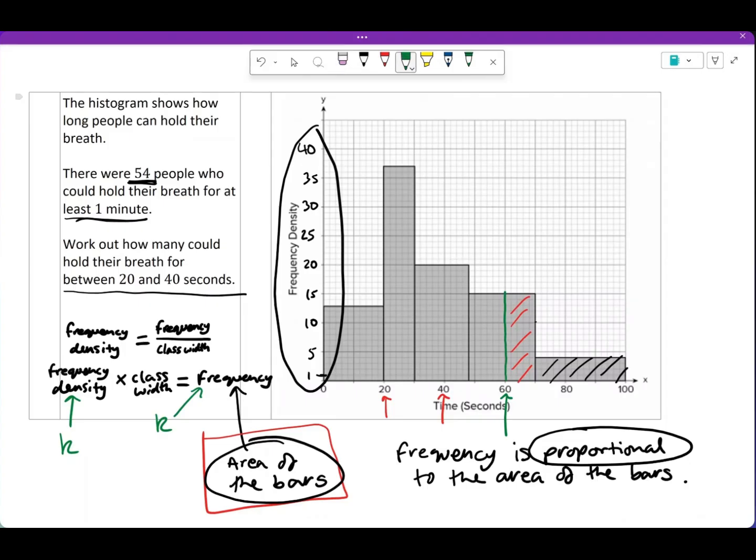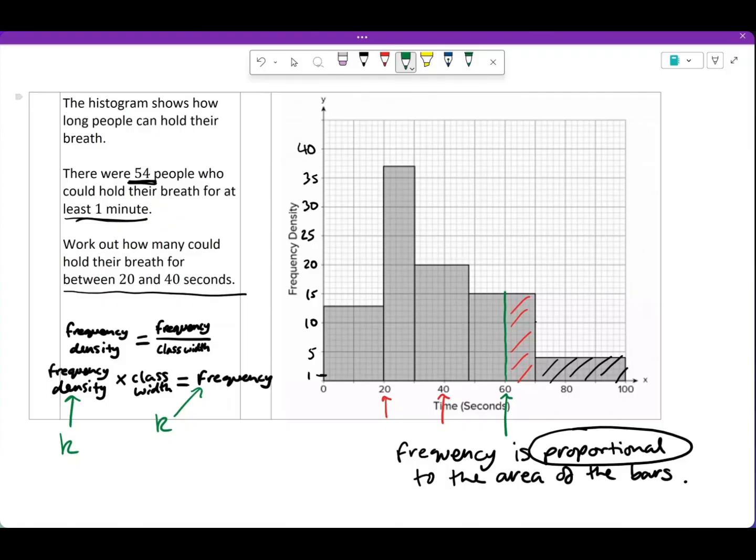So therefore, the result of using this formula will be proportional to the frequency. And remember, that formula is equivalent to the area of the bars. So the area of the bars is proportional to the frequency. Now let's have a think about how we can actually use this key fact to answer the question.